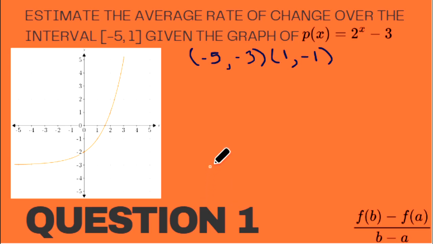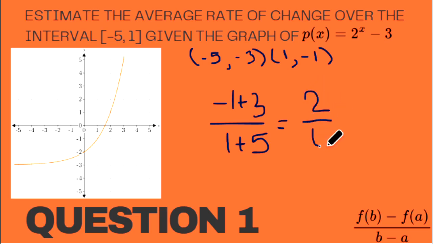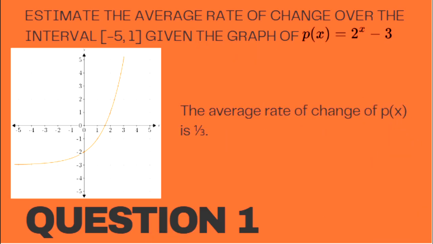Okay, let's focus again. F of b is right here. It's negative 1. F of a is negative 3. Okay. B is 1. A is 5. Okay. So that's going to give us, negative 1 plus 3 is 2. 1 plus 5 is 6, which then gives us 1/3, which is the correct answer. If you put the numbers where they're supposed to go, it's not so hard.